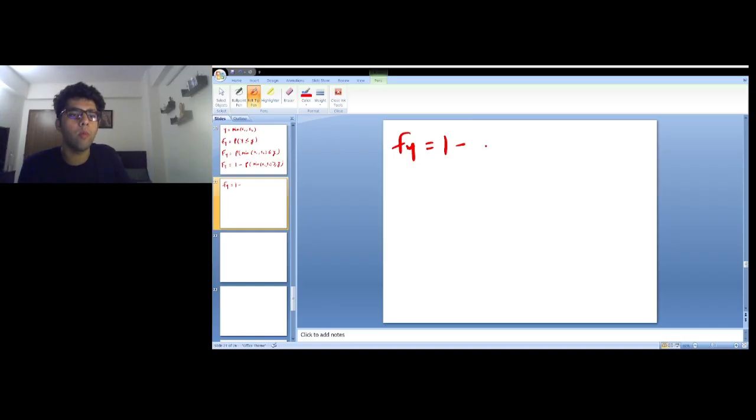So we need to find 1 minus the probability of min of x1 comma x2 greater than or equal to y, right? So I can write this as x1 greater than or equal to y intersection x2 greater than or equal to y, right? So the probability of this.